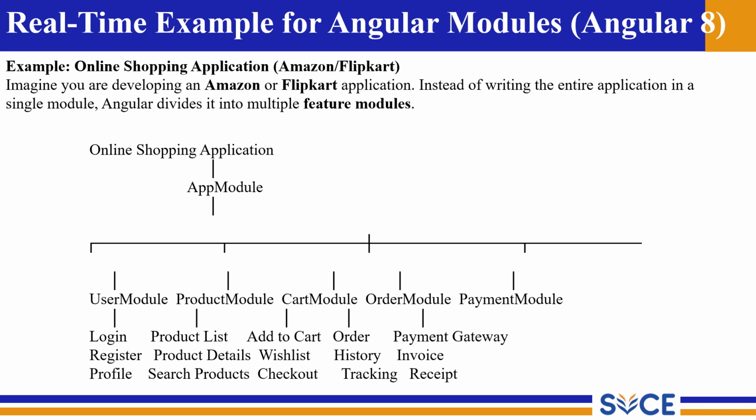The user module contains the details about login, register and profile. The product module has product list, product details, search product. And then the cart module contains add to cart, wish list and then checkout. The order module contains the details about the order history and tracking. And then the payment module contains the details about the payment gateway, invoice and then receipt.